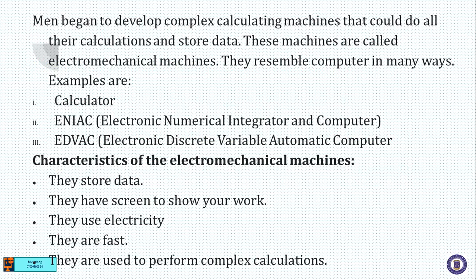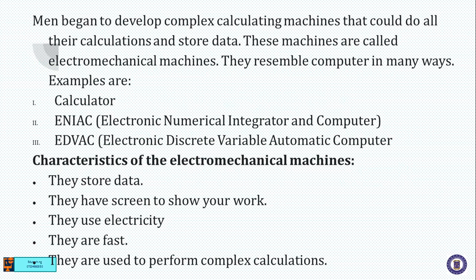So these electromechanical devices or machines that we are talking about are something like a calculator. If you have ever seen a calculator, you see that it has a screen and some buttons whereby you press the buttons with your fingers and you watch the screen to see whatever you are doing. We also have an electromechanical device that was called ENIAC.